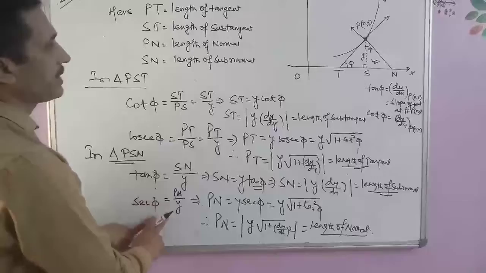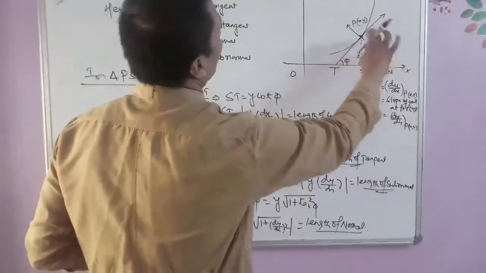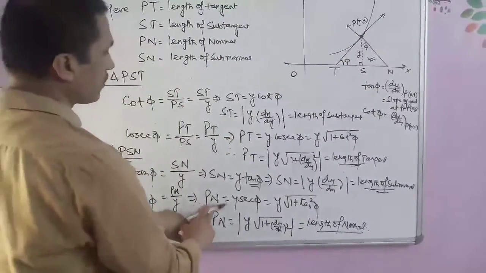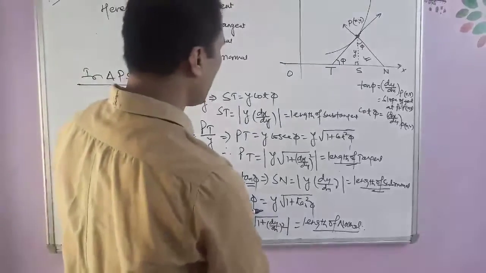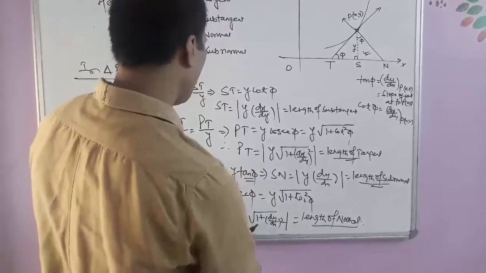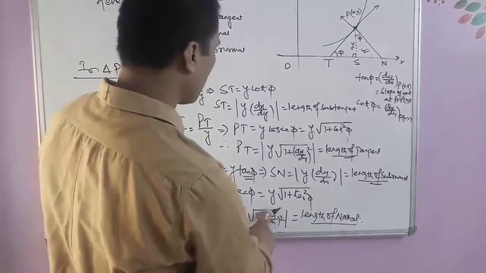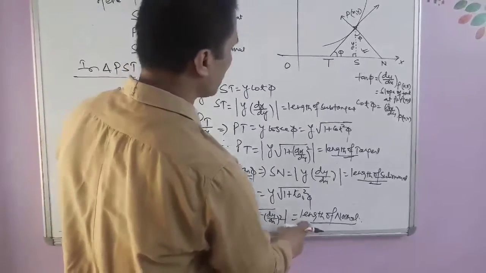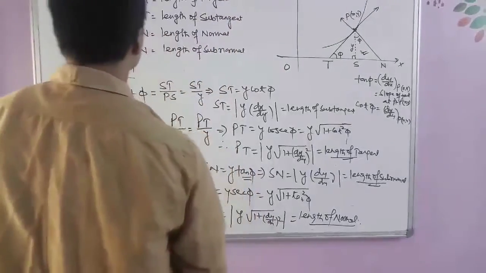Sec phi equals PN upon y, so PN equals y sec phi. Sec phi means under root 1 plus tan square phi. So PN equals y under root 1 plus dx by dy whole square. This is the length of normal.